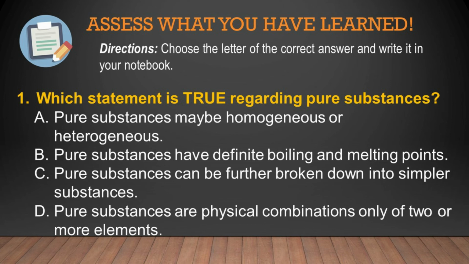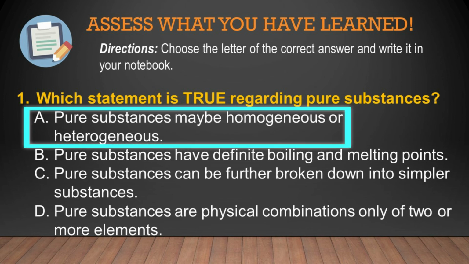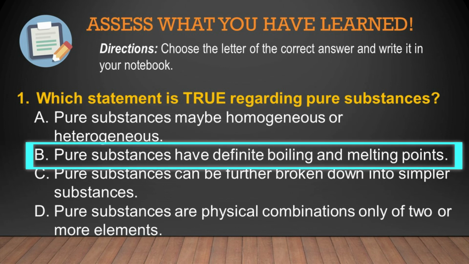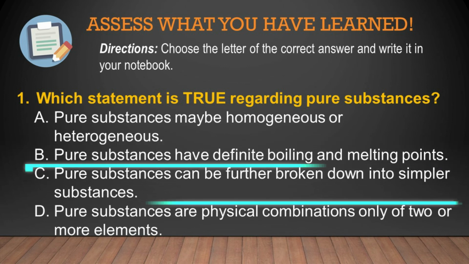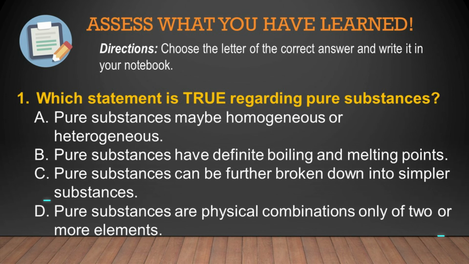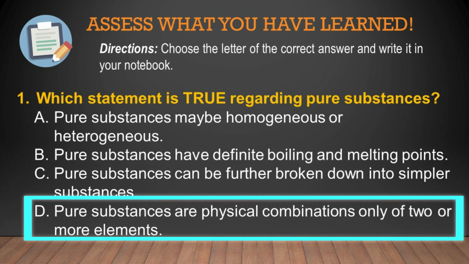1. Which statement is true regarding pure substances? A. Pure substances may be homogeneous or heterogeneous. B. Pure substances have definite boiling and melting points. C. Pure substances can be further broken down into simpler substances. D. Pure substances are physical combinations only of two or more elements.